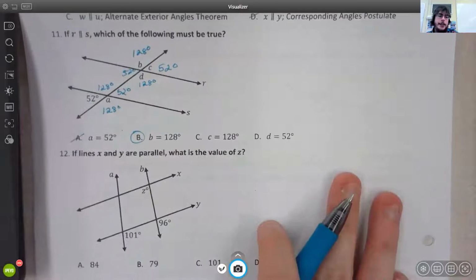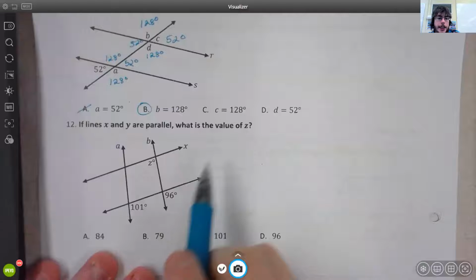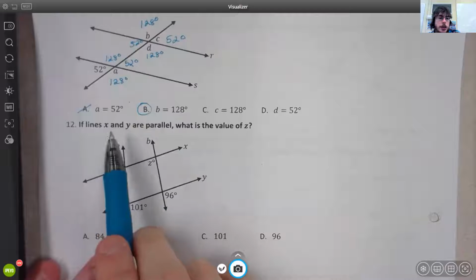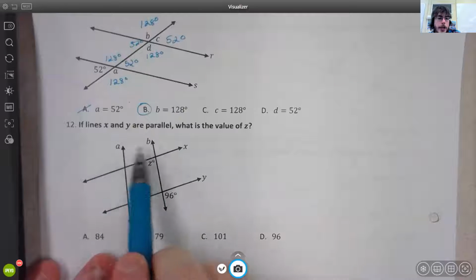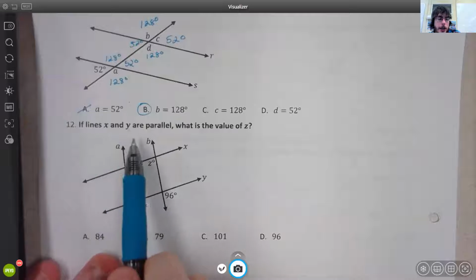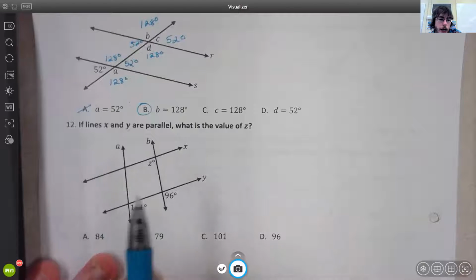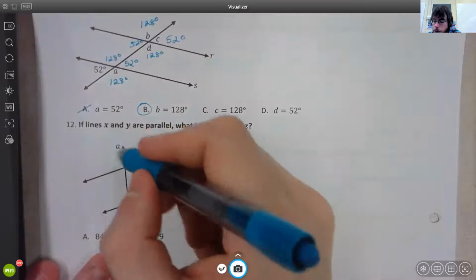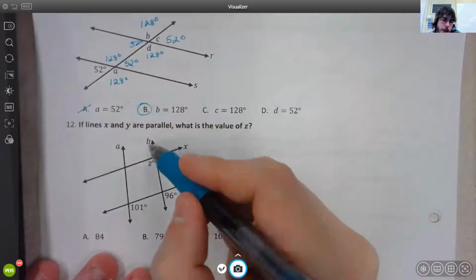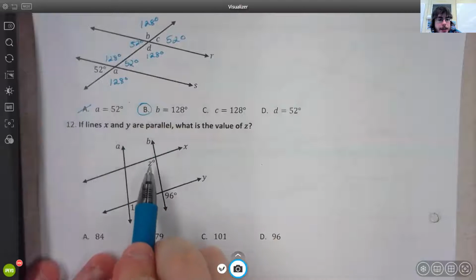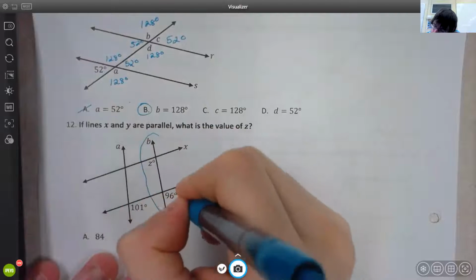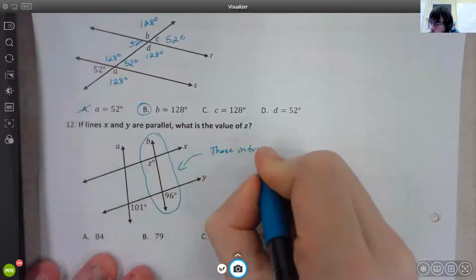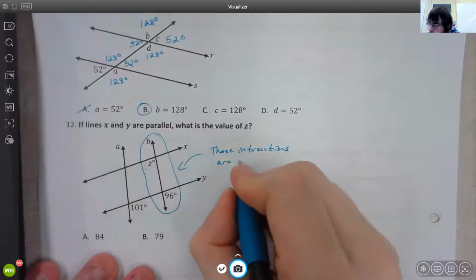Number 12, if lines X and Y are parallel, what is the value of Z? Well, here's the tricky thing about these. You need to make sure you're paying attention to which ones it says are parallel. A and B are not parallel. It doesn't say anything about A and B being parallel in the problem. It only says X and Y. So that means you're looking at which transversal you're dealing with. Are you dealing with the intersections for transversal A or the intersections for transversal B? Well, we see that Z is attached to transversal B, so we know these intersections are the same.